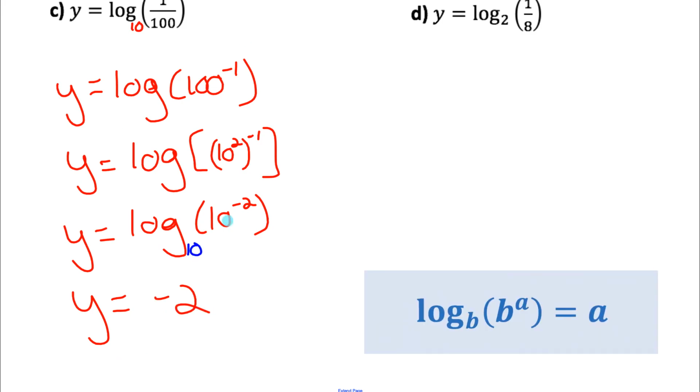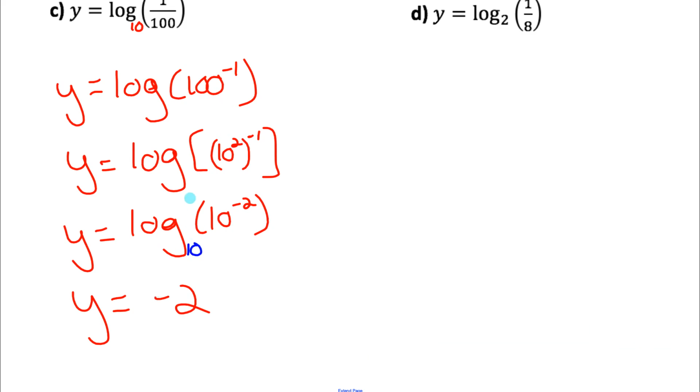Because since the base of the power in the argument and the base of the log are the same, the answer is just the exponent on the argument. And logically, this expression means what exponent goes on 10 to give me 10 to the -2. Well, of course, -2 is the exponent that goes on 10 to make it 10 to the -2.